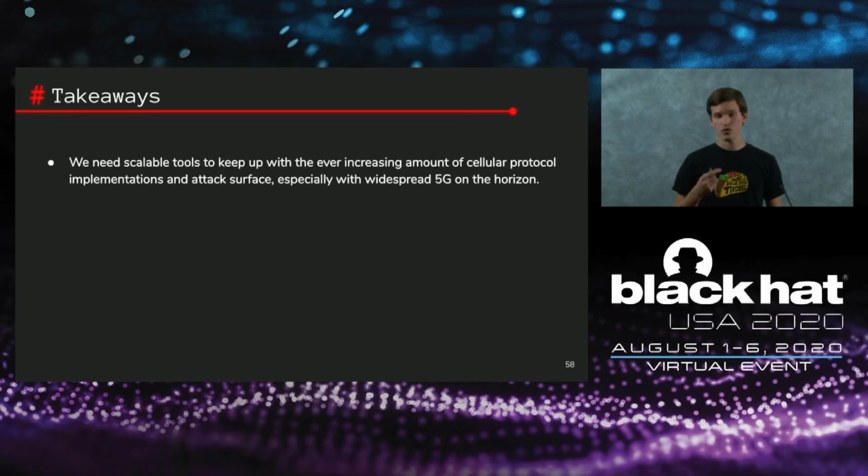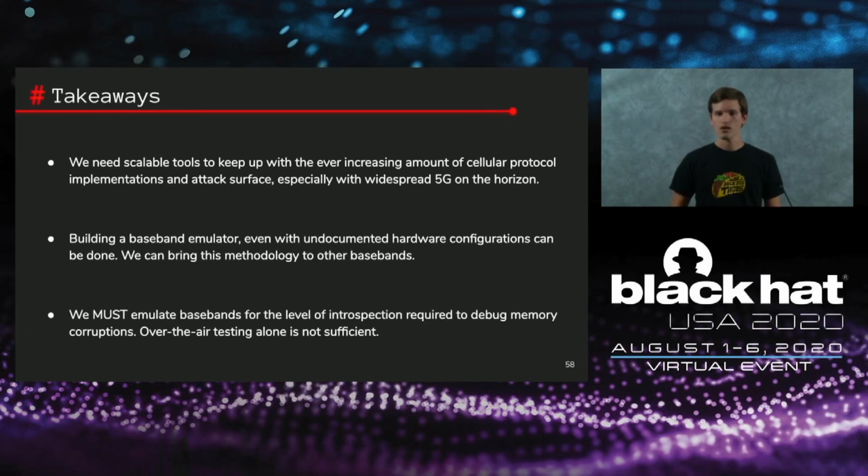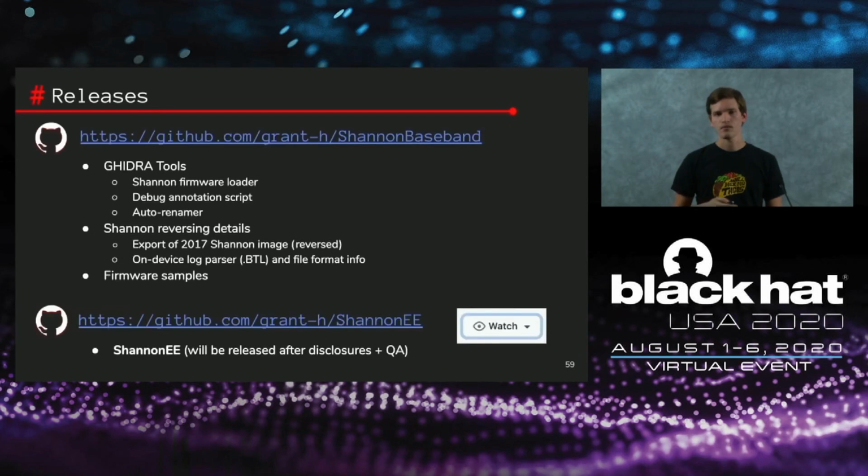Some key takeaways. We really need scalable tools to keep up with all the cellular protocols, especially 5G, which is on the horizon. If we can barely do 2G, how on earth are we going to keep up with the rest of the 5 and beyond Gs? Building an emulator, even with undocumented hardware, can be done. We can bring this methodology to other basebands, and I think we should. And honestly, we have to emulate basebands. We need the right introspection level, especially to do memory corruption debugging, and over-the-air testing, I think we've shown, is just not going to do it.